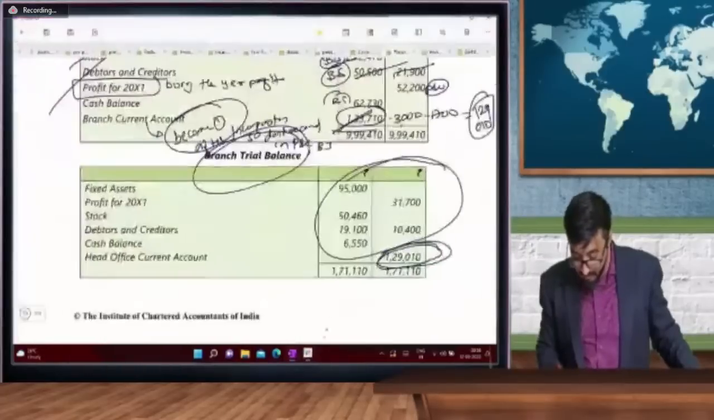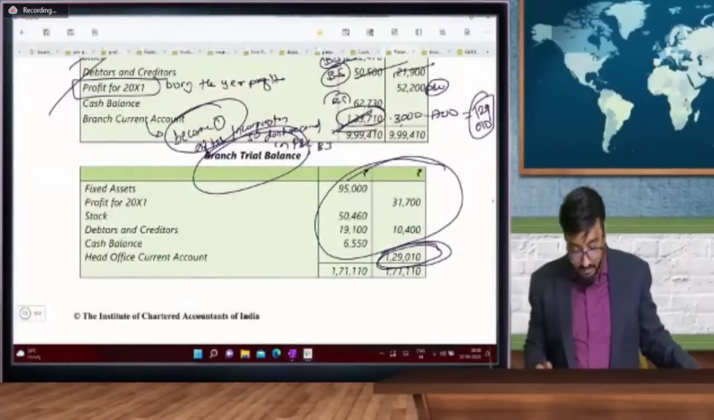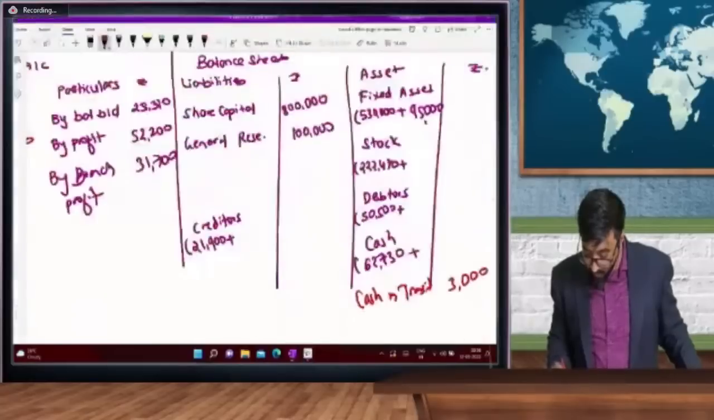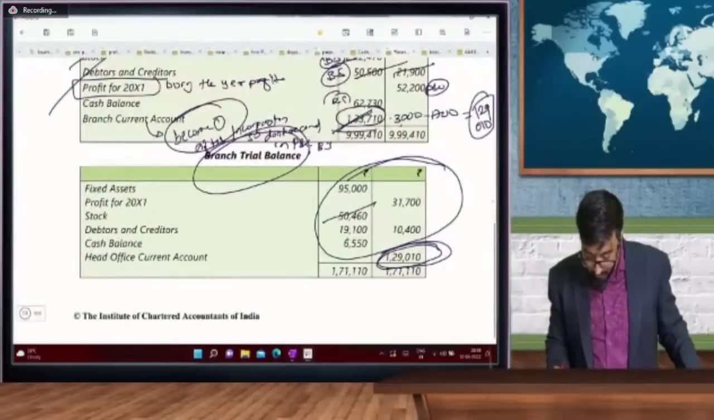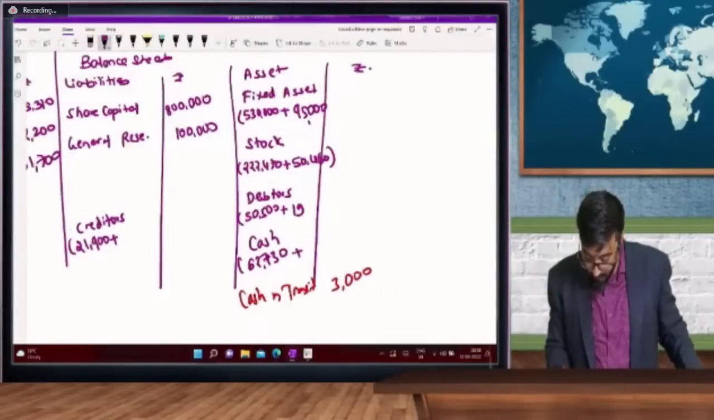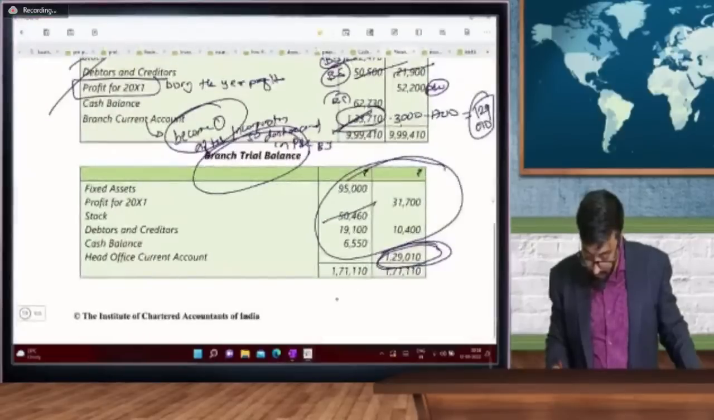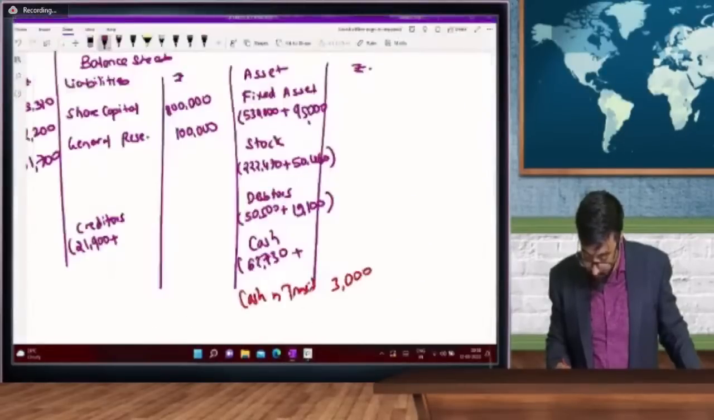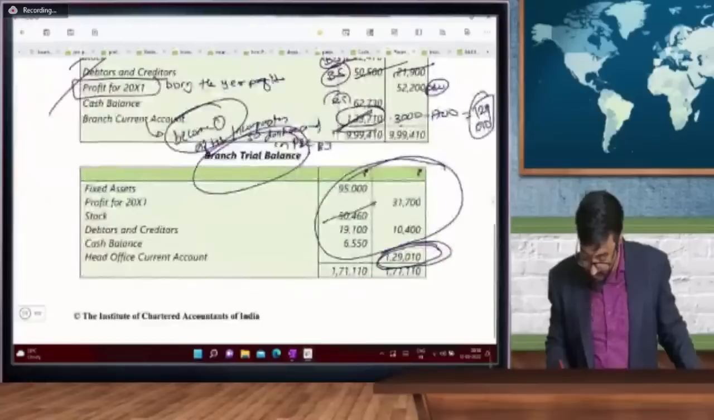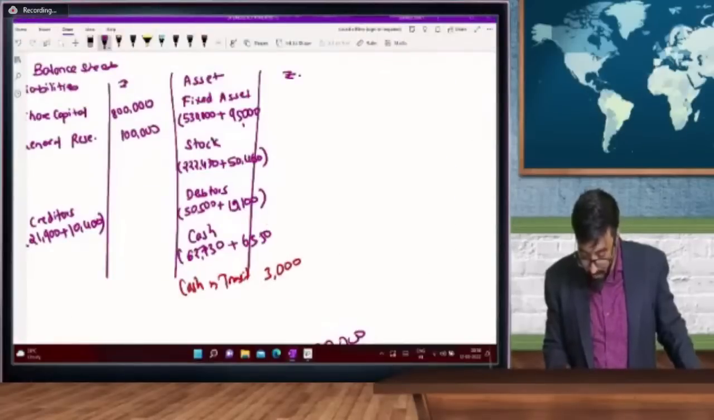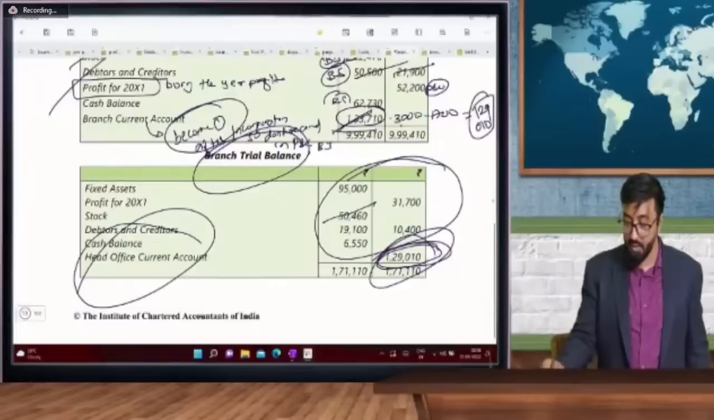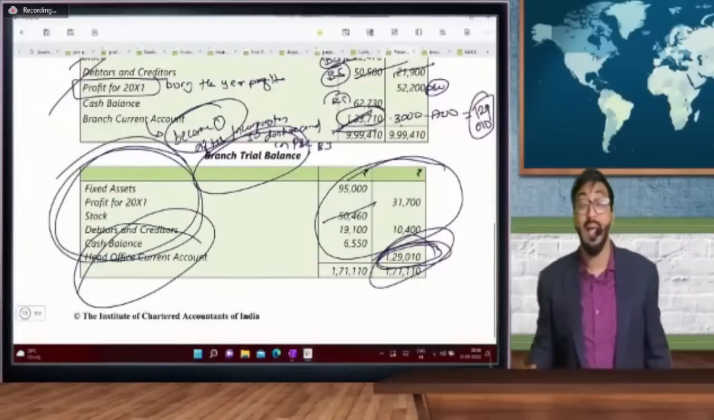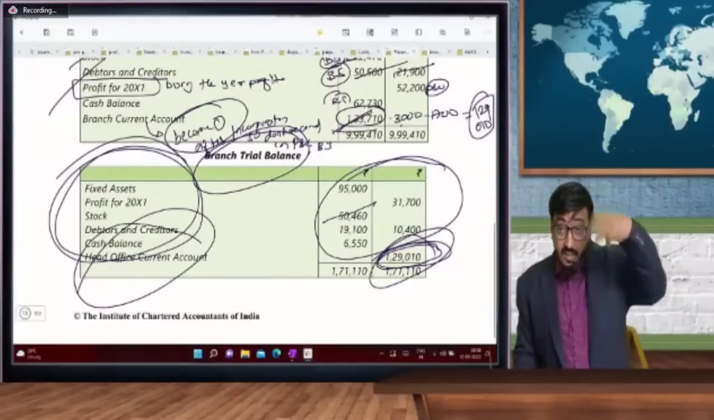31,700. See, these entries are in the books of HO. In 12 number, entries in the books of branch. Stock 50,460, so 50,460 we will add in the balance sheet. Debtors 19,100. Creditors 10,400. And cash balance we will add 6,550. And we are not taking the branch head office current account. Instead of this 129,010, we incorporated the whole assets and liabilities. So we merge their assets and liabilities in our books.